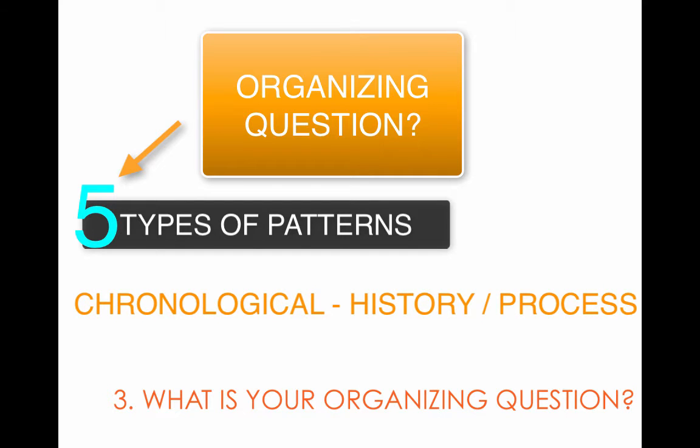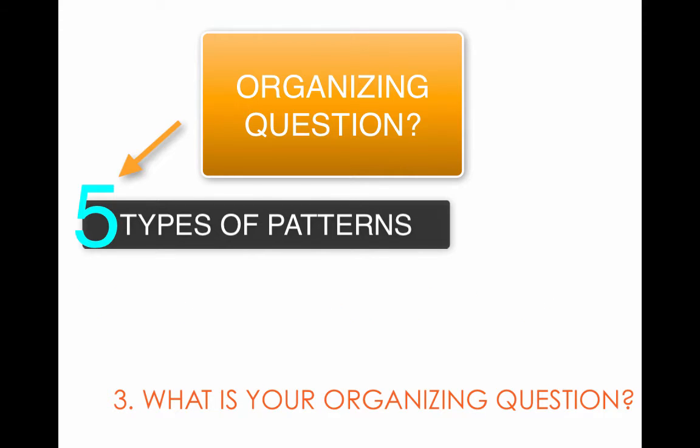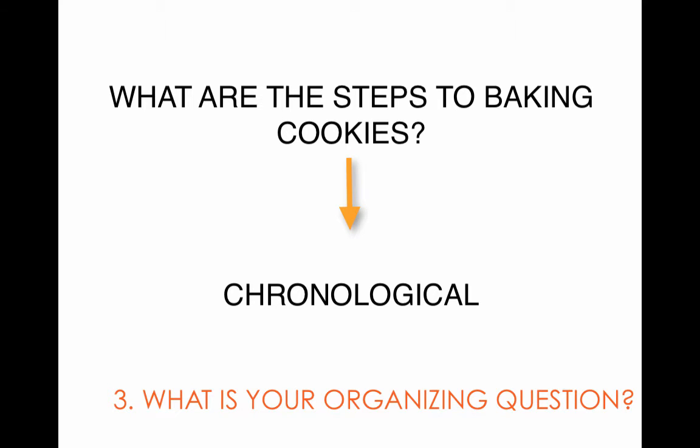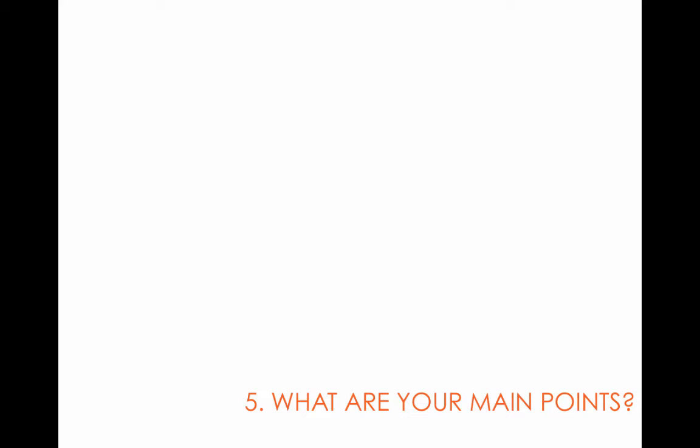We also have chronological, which indicates a time sequence, and this is really great if you're talking about the history of something or the process of something. And lastly, we have pro-con, which is really good if you have a very controversial issue and you would present all the pros and all the cons for that particular topic. Now, my example is actually a chronological pattern because I'm talking about the steps or the process of something.